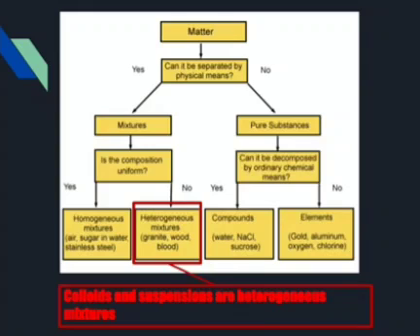Here, the mixtures whose composition is not uniform are called heterogeneous mixtures. The examples are granite, wood, lead, etc. Here, these heterogeneous mixtures are called colloids and suspensions.